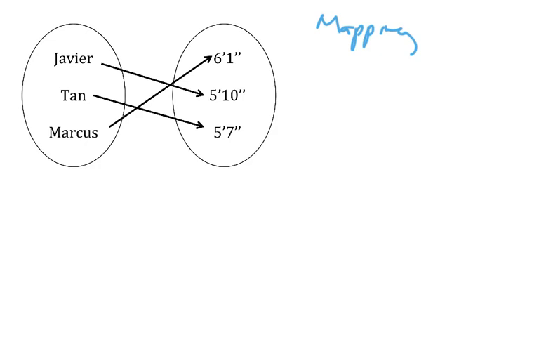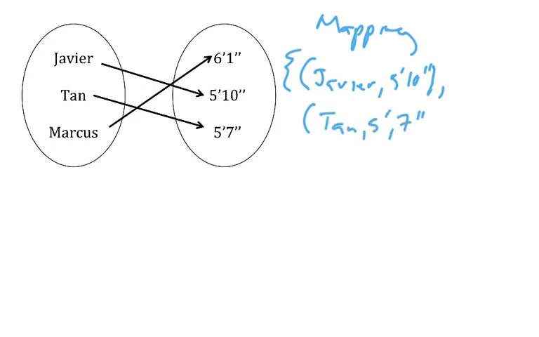So if I were to list the ordered pairs in this relation, I am pairing Javier with 5 foot 10 inches, and I'm pairing Tan with 5 foot 7 inches, and I'm pairing Marcus with 6 foot 1 inch.